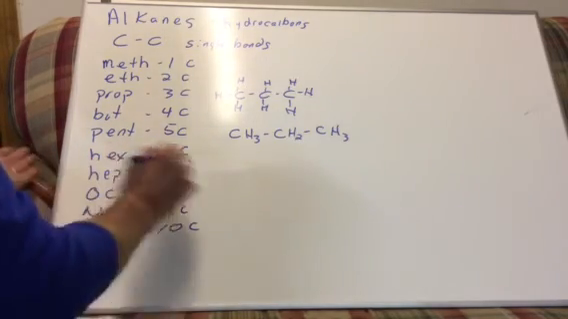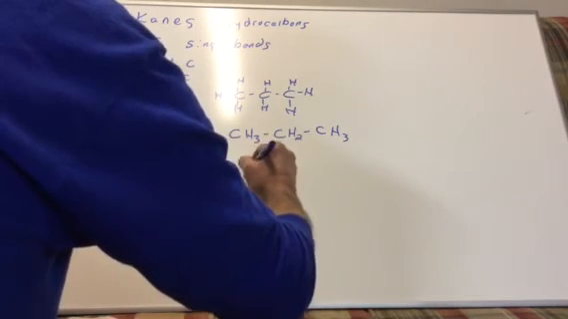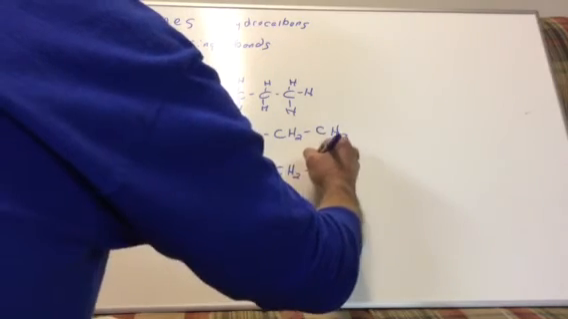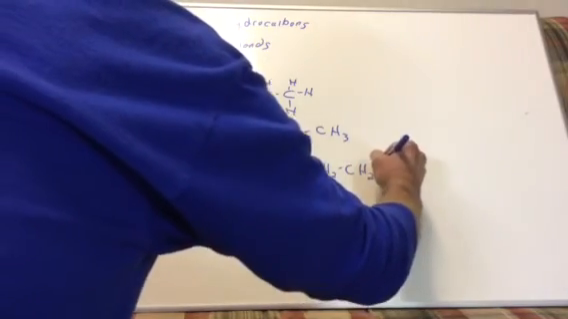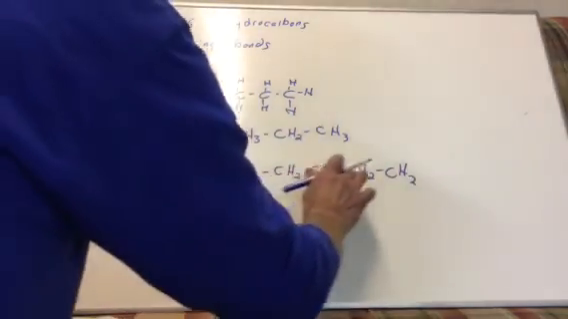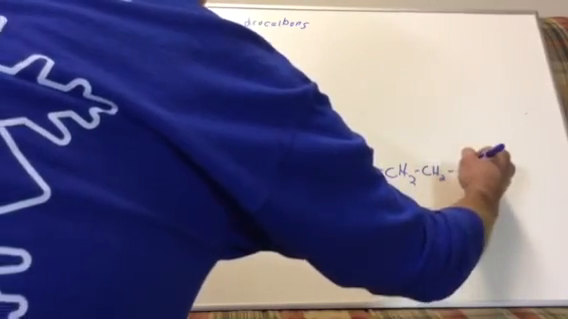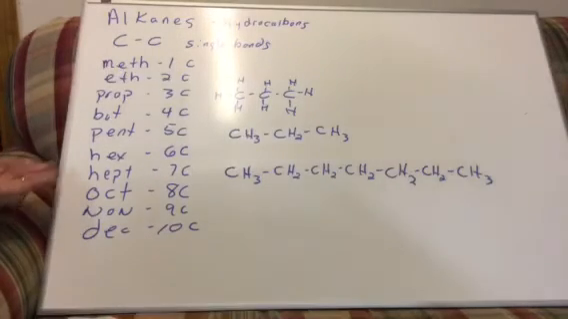So let's just do one more of the big ones here. So heptane. It's always going to have a CH3 on the end, then CH2, CH2, CH2, CH2. So you get 1, 2, 3, 4, 5, 6, and 7. So that'd be heptane.